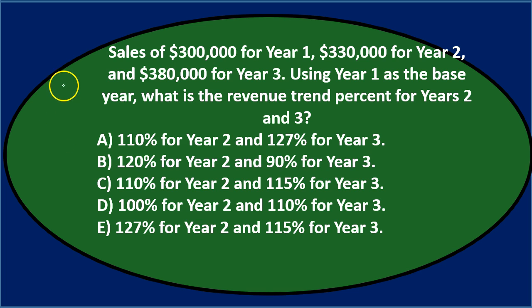Next question. Sales of 300,000 for year one, 330,000 for year two, and 380,000 for year three. Using year one as the base year, what is the revenue trend percent for years 2 and 3? So once again, we have our numerical answer. We're looking for the percentages in year 2 and 3. We could see that they're about, over 100% here, most of them. So we want to consider that for our answer. I'm going to move back to Excel and we'll take a look at it.